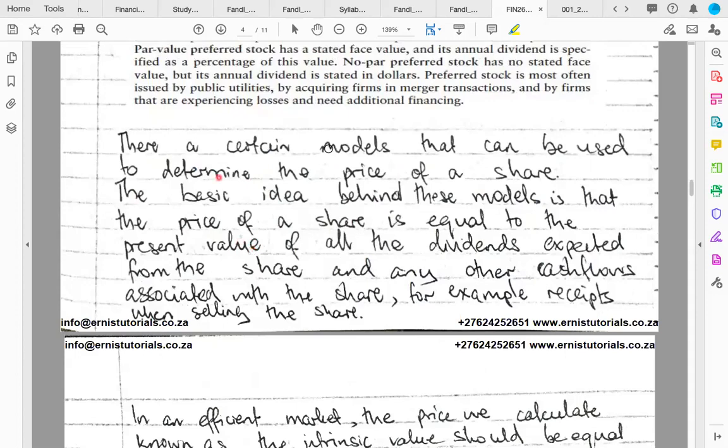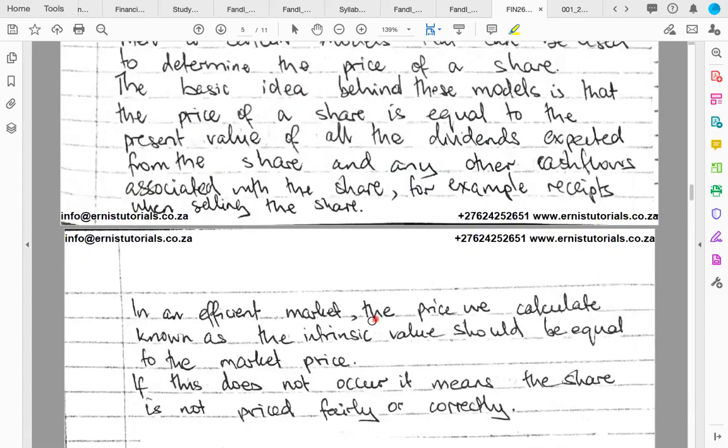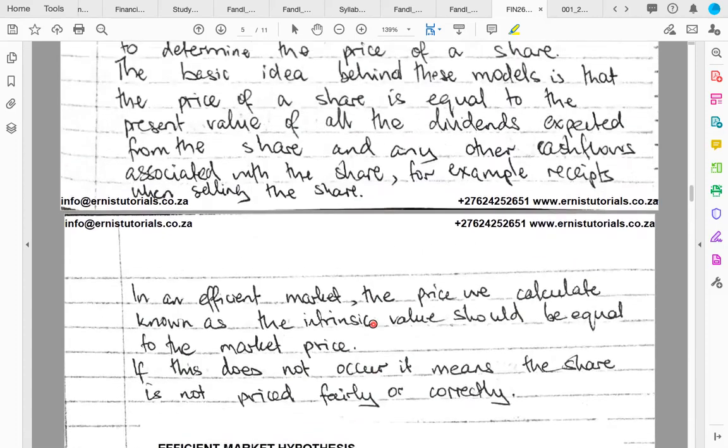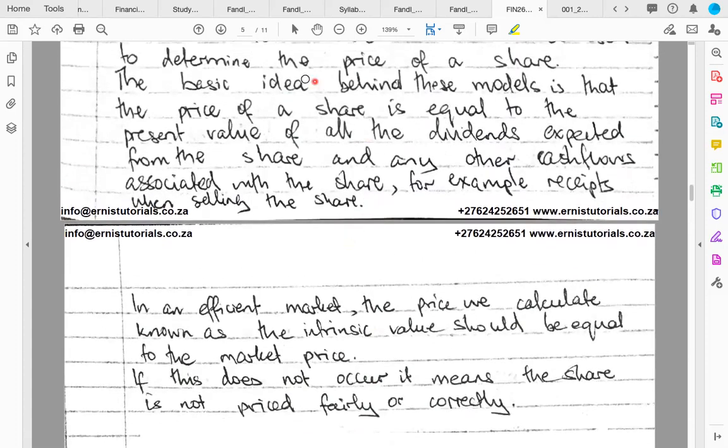Okay, so there are certain models that we can use to determine the price of a share. The basic idea behind these models is that the price of a share is equal to the present value of all the dividends expected from the share and any other cash flows associated with the share. For example, receipts when selling the share. Okay, so what do I mean by that?